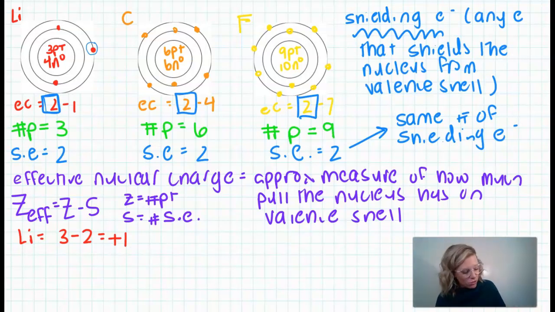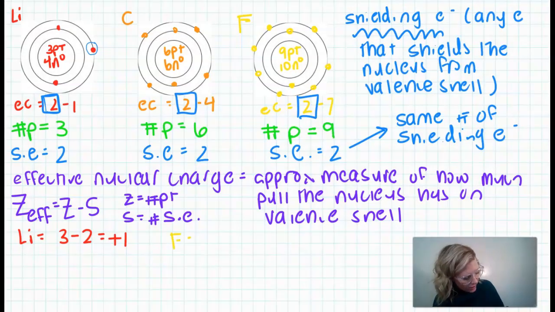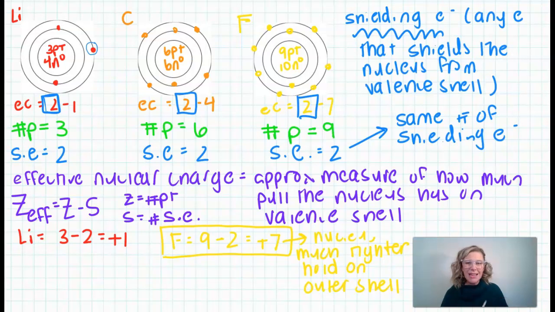Well, how does that effective nuclear charge compare to that of fluorine? Fluorine would be 9 minus 2, which gives us a +7. So this effective nuclear charge of fluorine is much greater. This +7 means that that nucleus has a much tighter hold on the outer shell. So what does that mean?